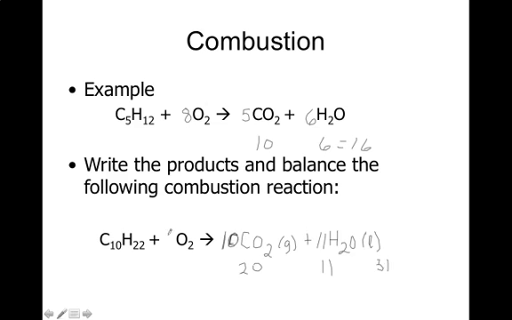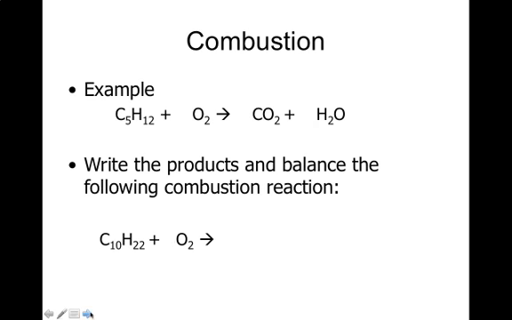So what can we multiply 2 by to get 31? Well, how about 31 halves? We can use 31 halves. Now all we simply need to do is multiply through the whole thing by 2. That cancels that 2. This becomes a 20, and this becomes a 22. And we've balanced our equation: 2, 31, 20, 22 for that combustion reaction.